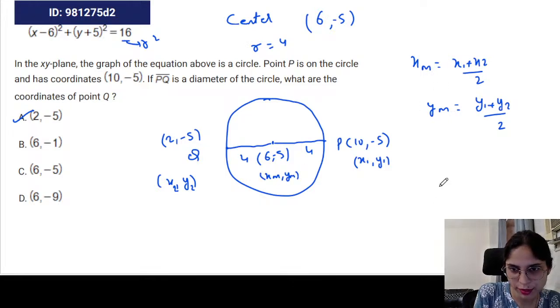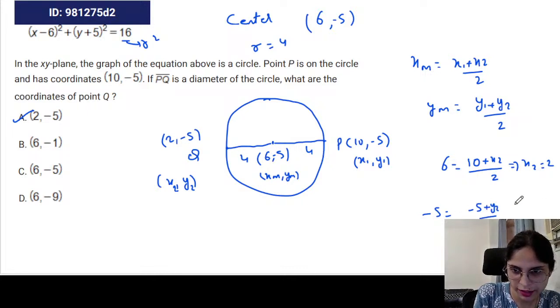So from there also you can find out 6 equals 10 plus x2 over 2. 12 minus 10, you will get 2 from here. And ym is -5, y1 is also -5. -10 plus 5, you will get -5 from here as well.